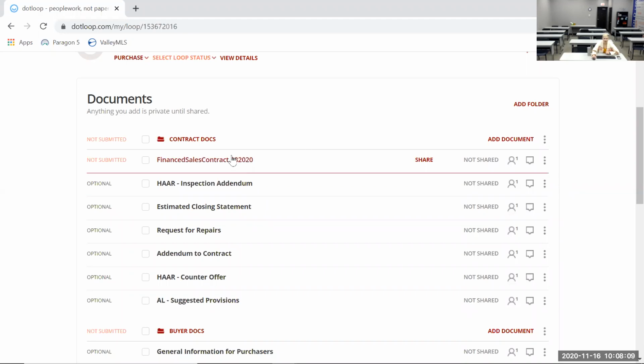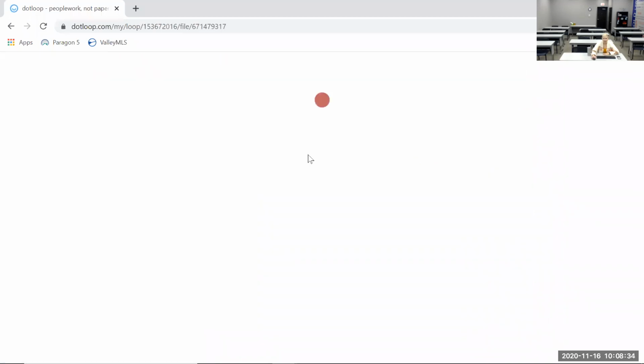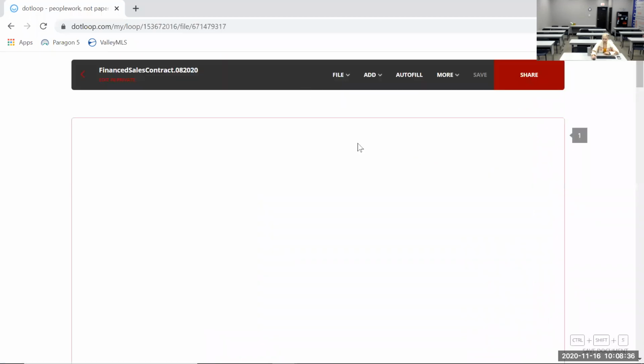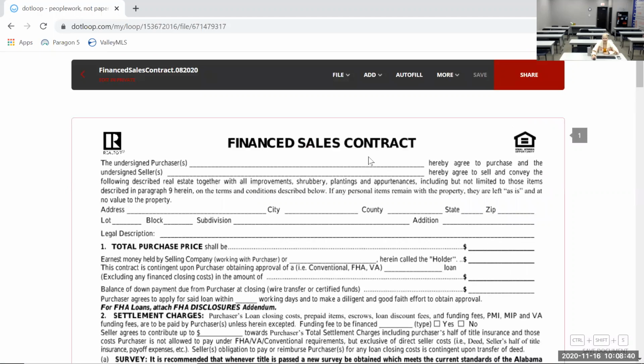Okay. All right, so we're going to go in finance sales contract. Make sure it is the finance sales contract that says 08-2020. That is the latest version of the finance sales contract that is on .loop. So I believe they took the other one off, but if you still see the other one, this is the updated one. So we're going to click on it.